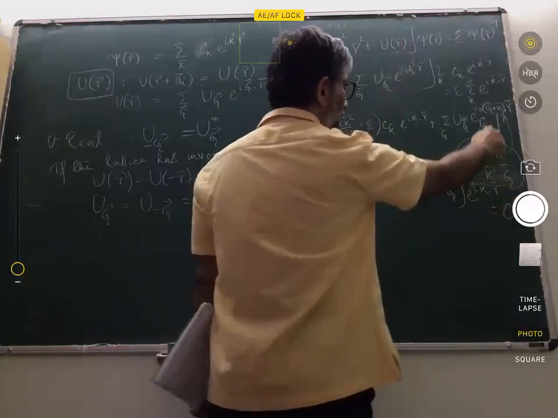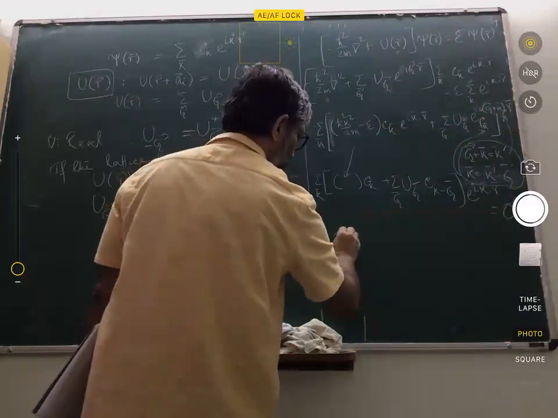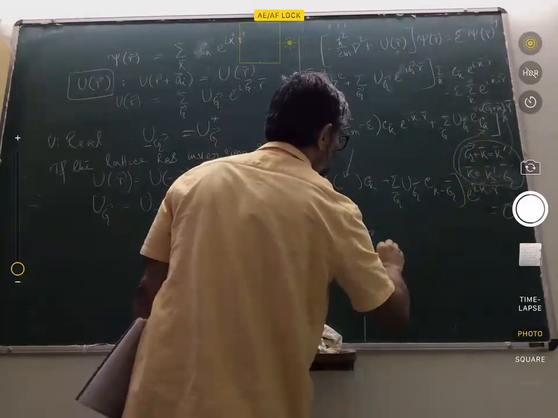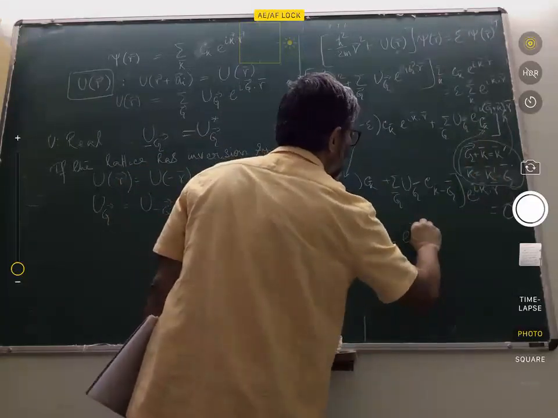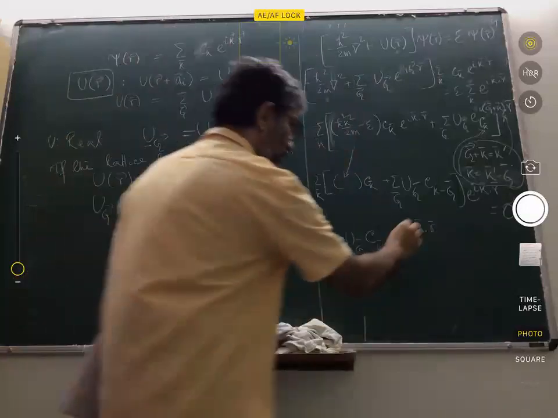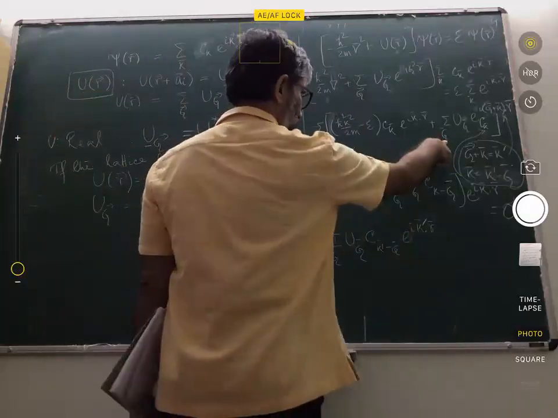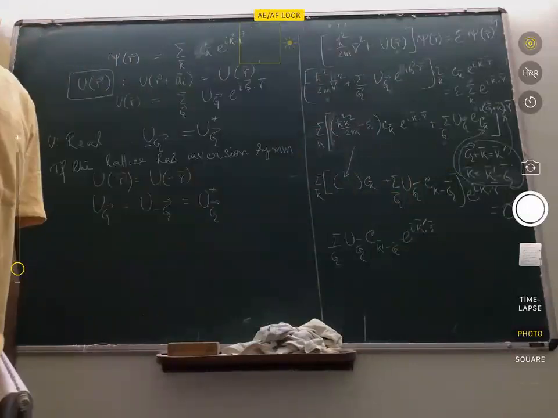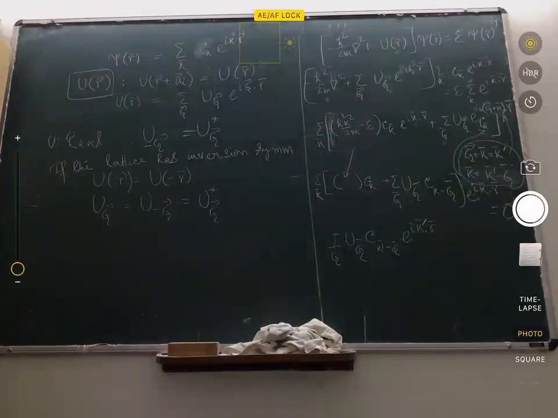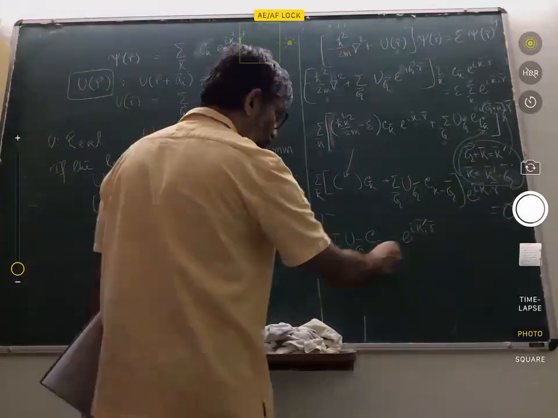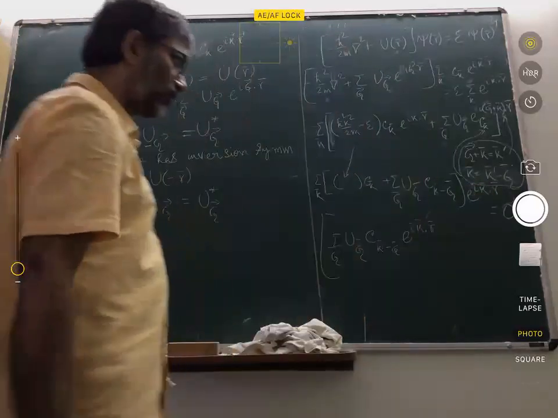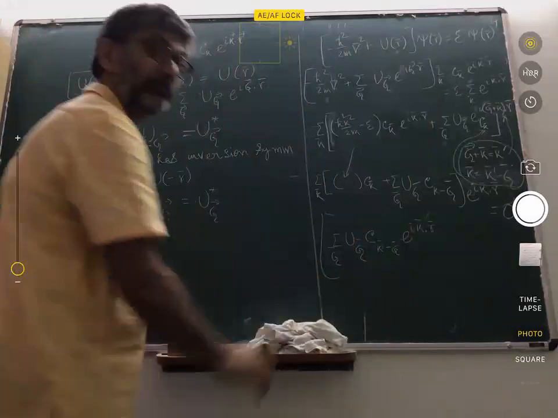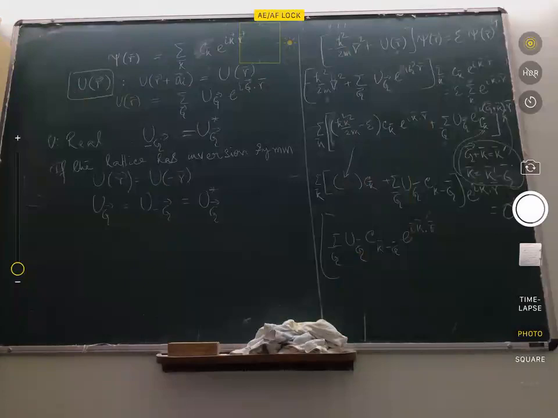Okay, and then this term I'm writing separately. This would have been the sum over G, U_G, c_k, where k would be k prime minus G, times e to the i k prime dot r. But then I'm summing over G, and I'm also summing over k, which means I'm summing over k prime, over all possible k primes. So instead of calling it k prime, I can call it k, and I can write. Okay. So you're assuming that G and k have the same periodicity.